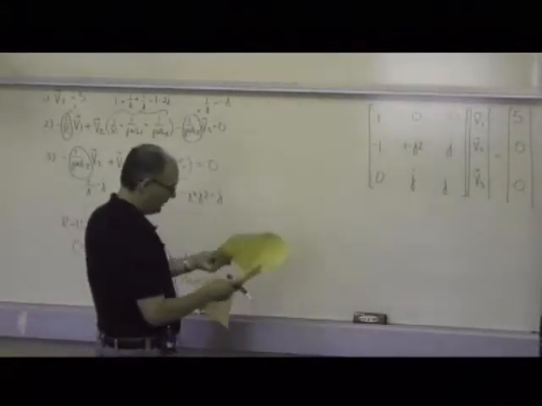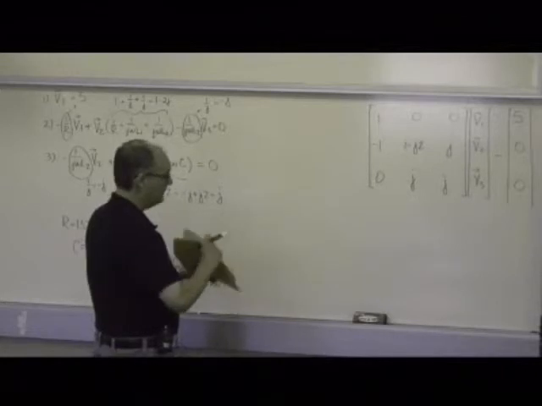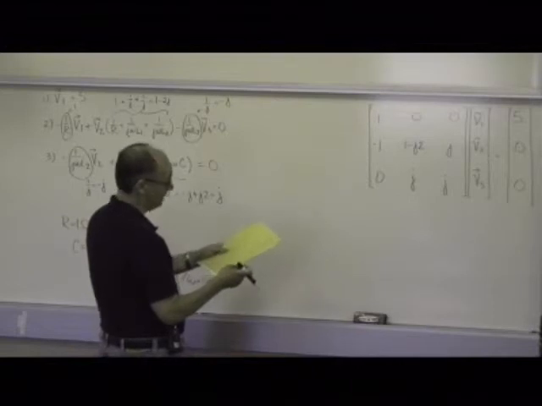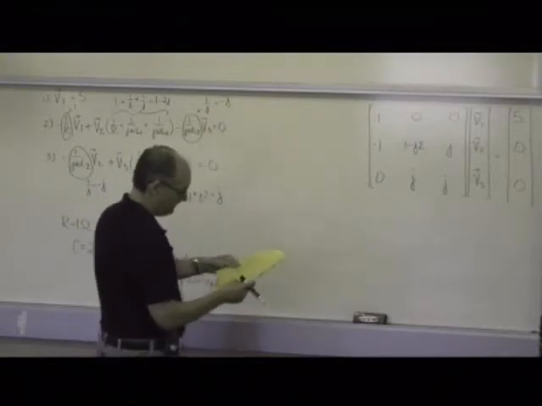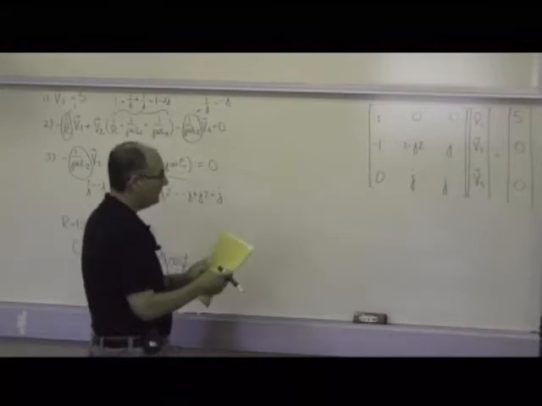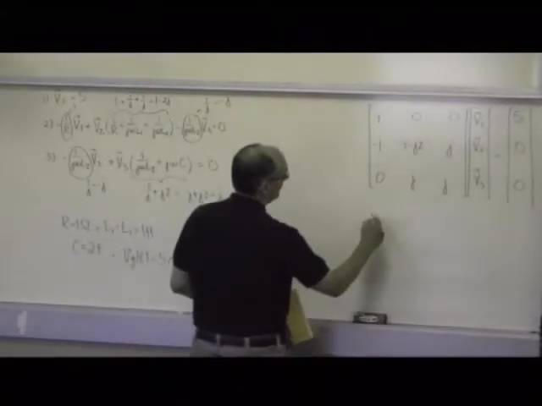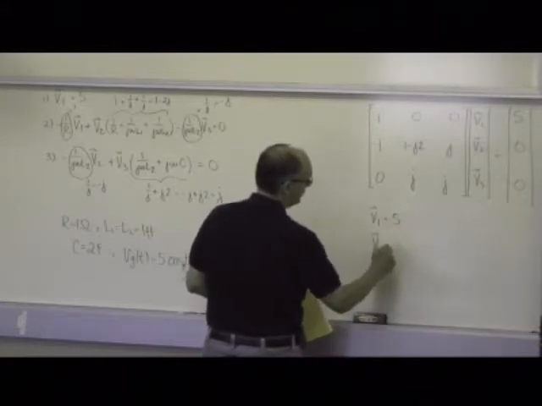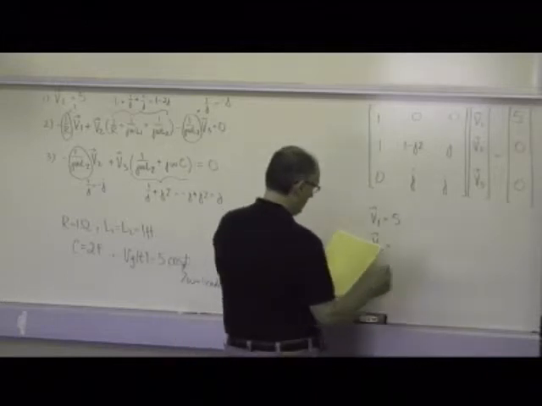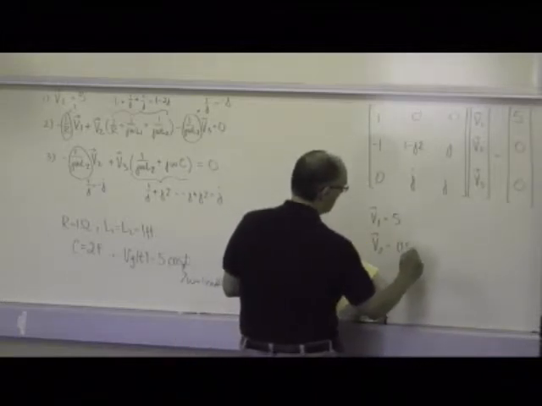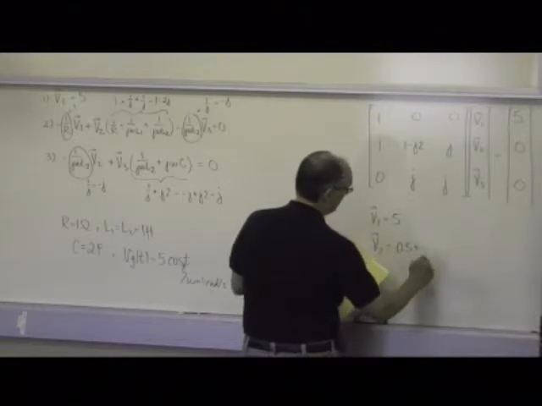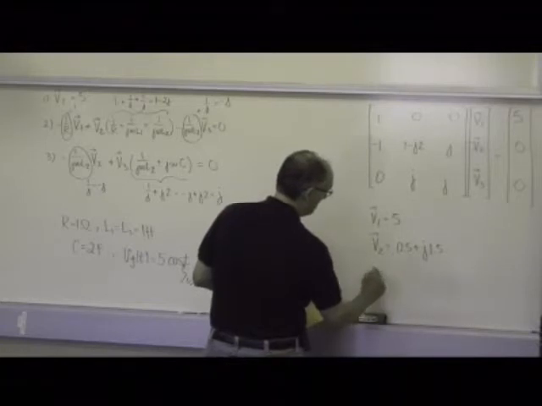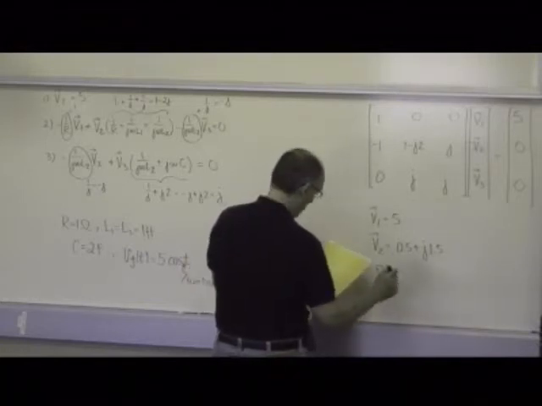We'll just double check my work, because I make mistakes too. This seems to be okay. So when you solve this for V1, you get 5. For V2, you get 0.5 plus J 1.5. And for V3, we get minus that. So it happens.